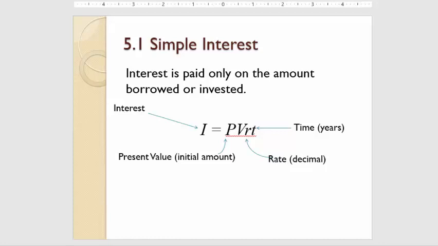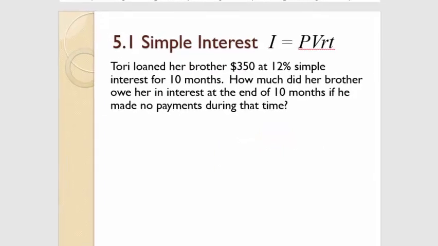So in looking at the interest formula, we see that I equals the interest gained, or interest that you have to pay if you're taking out a loan. PV stands for the present value, or the initial amount borrowed or invested. T stands for the time, always in years. And R stands for the rate as a decimal. So let's get started on the first problem.